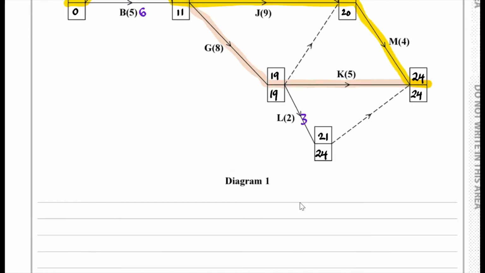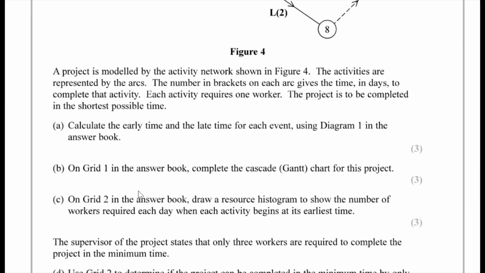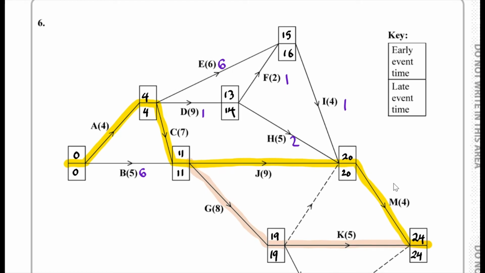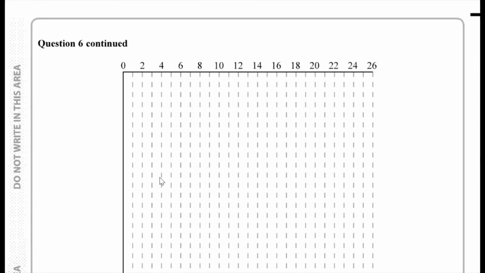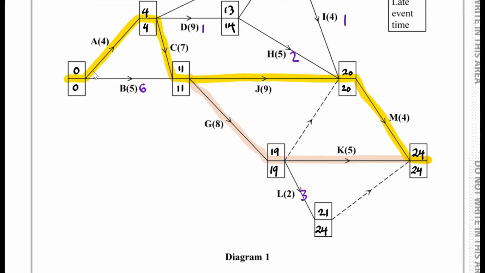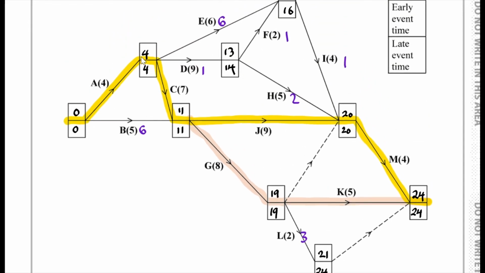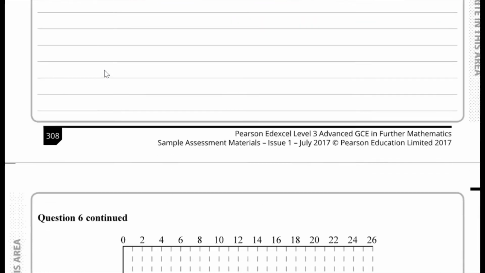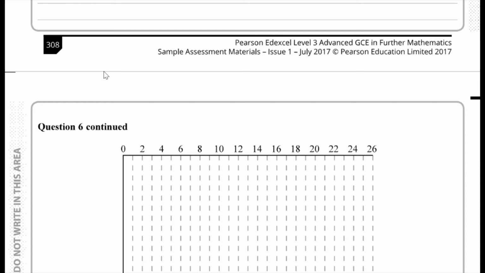So now for part B, on grid 1 in the answer book, we have to complete the cascade Gantt chart for this project. Well, I think it will be a good idea if we first of all add our critical activities. So we first of all add on this activity A, which is critical, the bit in orange. So we have A, which has a duration of 4. So let's just add this in.